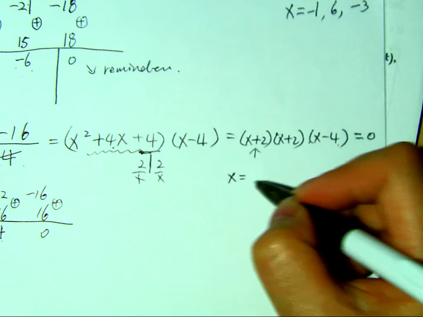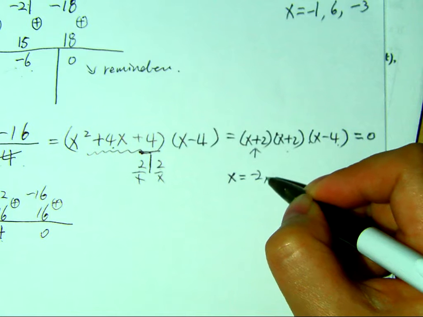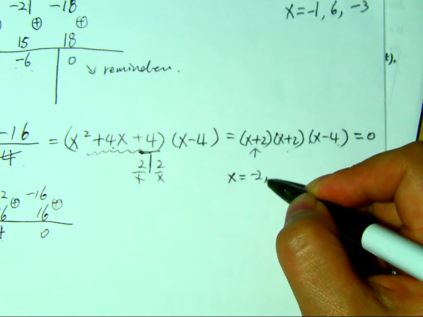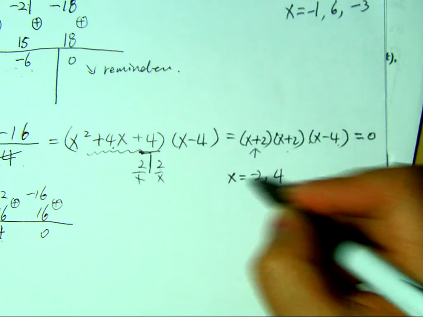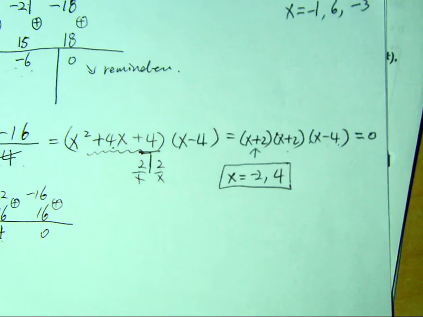From the first one, it's negative 2. Second one, also negative 2, so you don't have to write this down again. And the last one will be 4. That's how we solve for x.